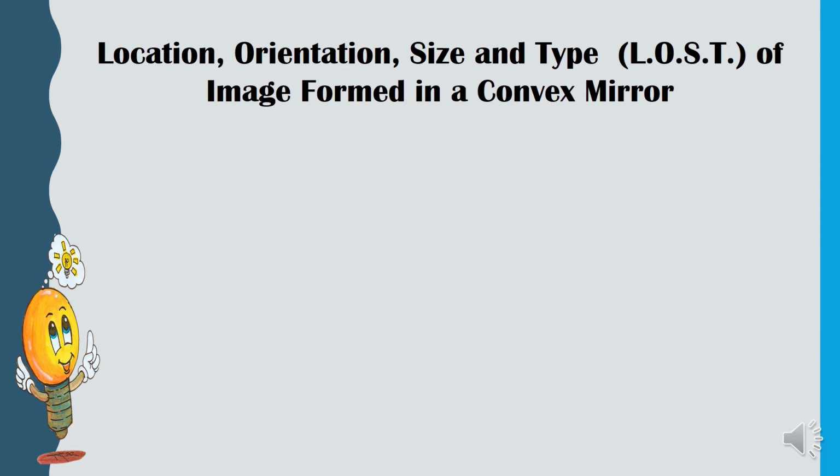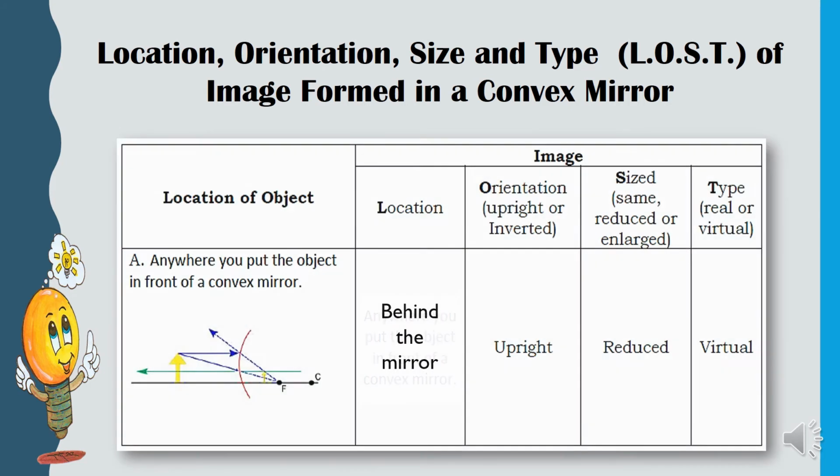Let's now move on to the image formed in a convex mirror in terms of location, orientation, size, and type. Always remember, learners, that when you place an object anywhere in front of a convex mirror, the image formed will always be behind the mirror, always upright, always reduced, and always virtual.